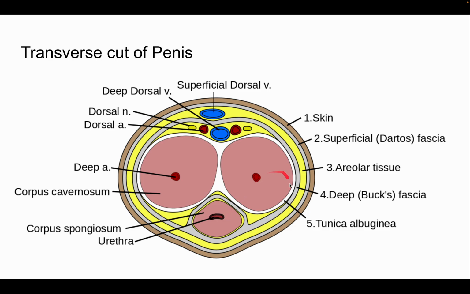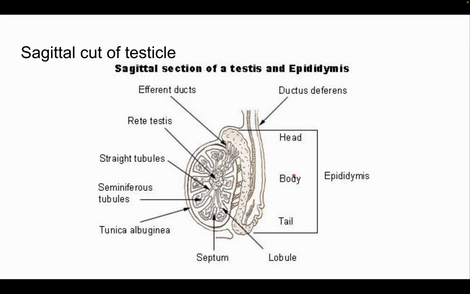And that's pretty much all we need to know for this part. So our sagittal cut of the testicle here, you can tell it's sagittal because you can see everything within the testicle. Basic anatomy, we just have the tunica albuginea, which is this white membrane that surrounds the testicle. We have one of our lobules here where we have a little area of coiled seminiferous tubules.